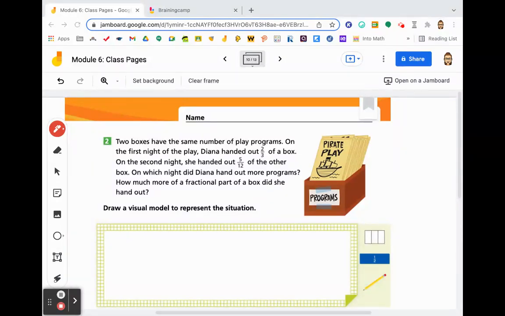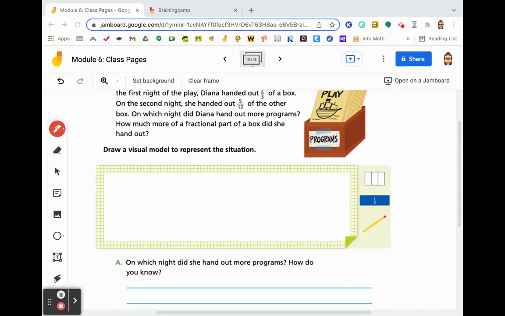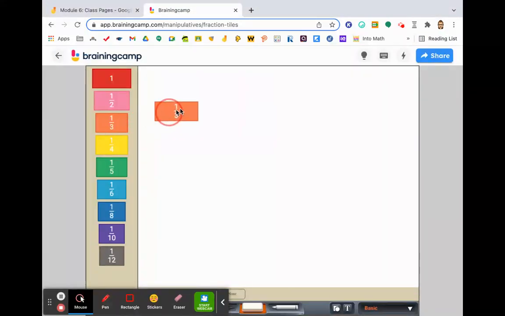So next it says two boxes have the same number of play programs. On the first night of the play, Diana handed out 2/3 of a box. On the second night, she handed out 5/12 of the other box. On which night did Diana hand out more programs? How much more of a fractional part of the box did she hand out? So it says draw a visual model to represent the situation. So we're going to do day 1, she had 2/3. So we're going to set up 2/3. Day 2, she had 5/12. So put 5/12. So this shows our visual here.